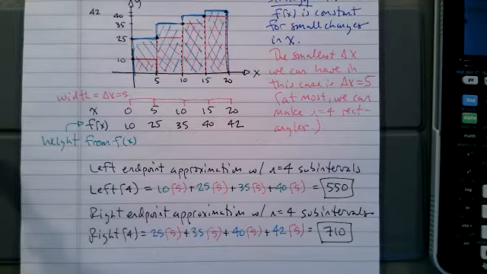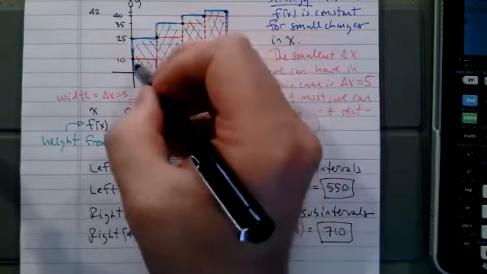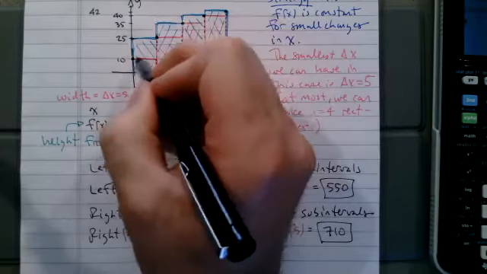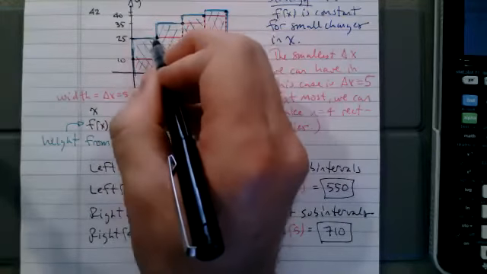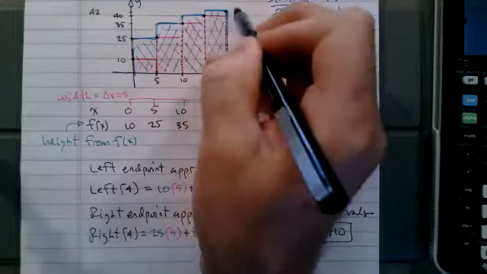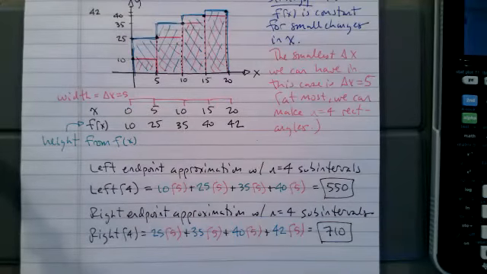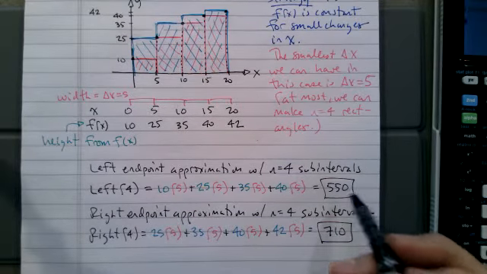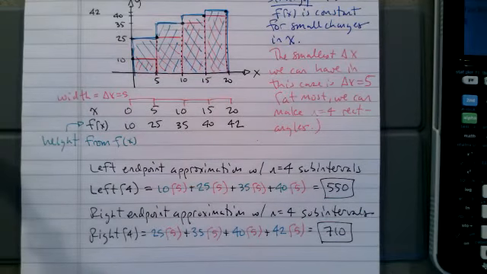So if the function is continuous and we have a reasonable expectation that there are no weird outliers in these data points, not like some spike going up here, then we can reasonably expect the actual value of the definite integral to be between 550 and 710. Any questions?